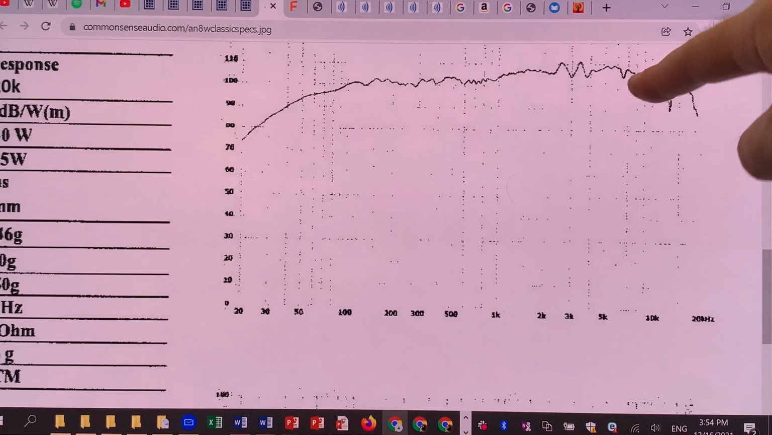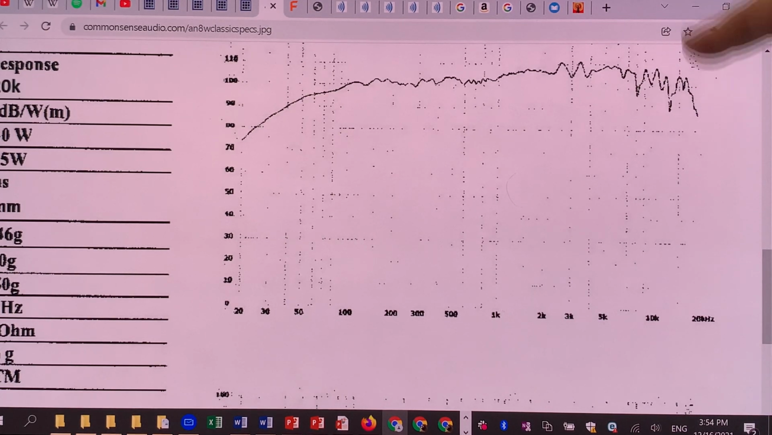So even here at the 10 kilohertz region we have peaks and valleys, so it's not a uniformly overrepresented region. So I would say this is a pretty nicely balanced driver.